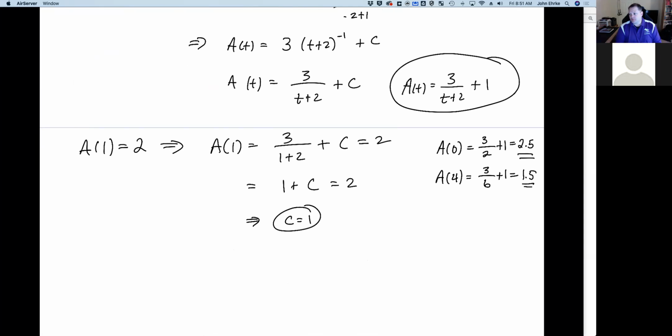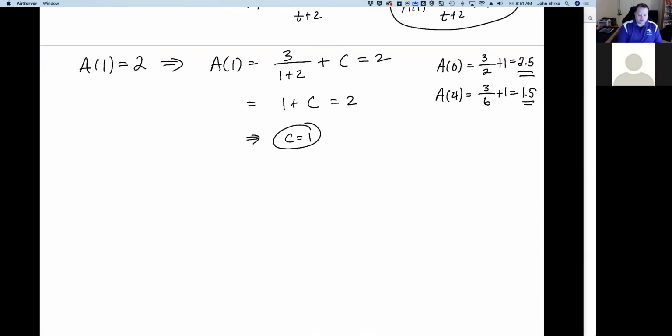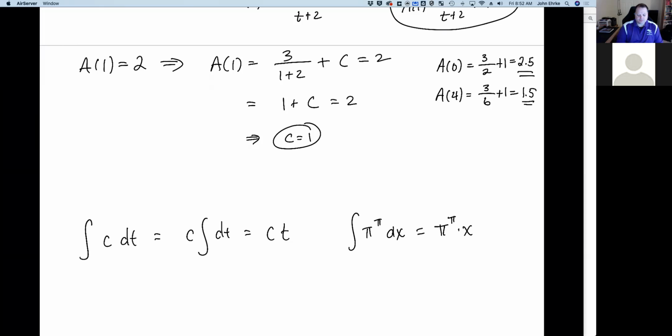Wouldn't it just be the number squared? No. If you have a constant, the constant dt, remember you can pull constants out. The antiderivative of dt is just t, so you get the constant times the variable. So in your example of pi to the pi, this would just be pi to the pi times x. The antiderivative of a constant is the constant times the variable.